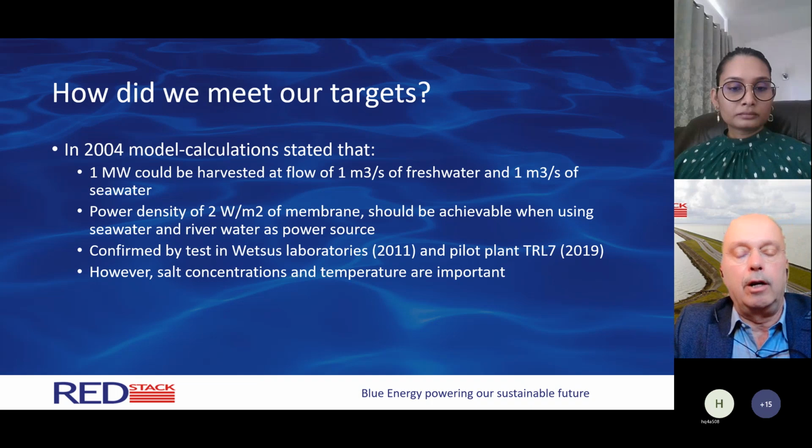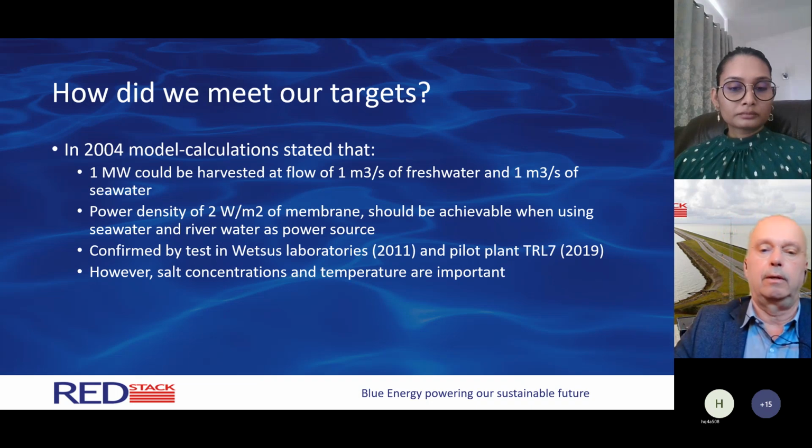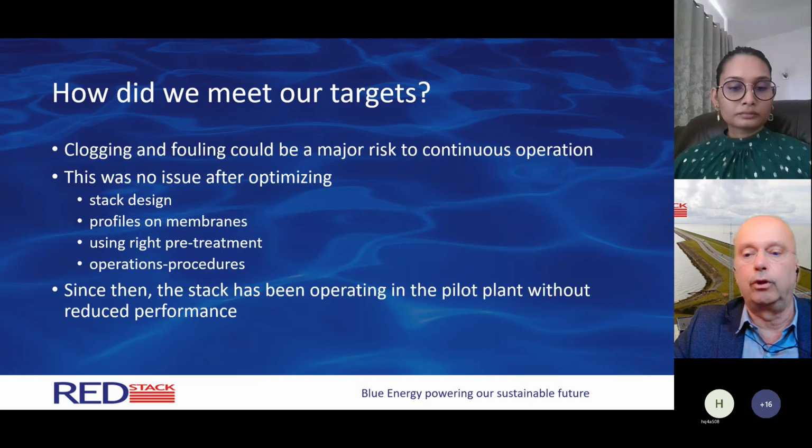From all the testing in the pilot plant, it is concluded that the temperature and the concentration of the salt in the seawater are very important for how much energy we can harvest. And this is basic know-how that we use in designing and upscaling to future plants.